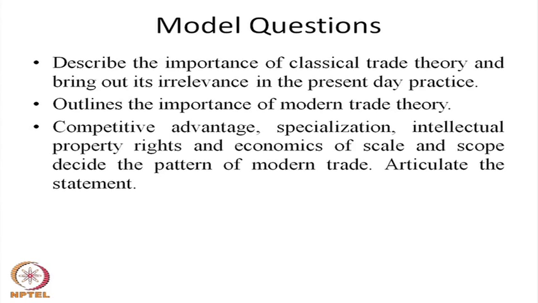The classical theory includes the theory of absolute cost advantage and the theory of comparative cost advantage. Absolute cost advantage is from Adam Smith. He mentioned that countries should produce goods and services where they have an absolute cost advantage, and import goods and services where they do not. Absolute cost advantage is the primary determinant of world trade as per Adam Smith. David Ricardo mentioned the comparative cost advantage.